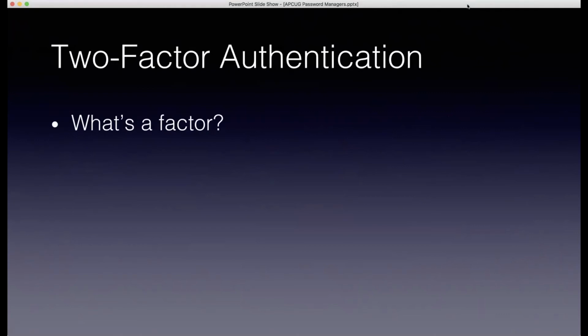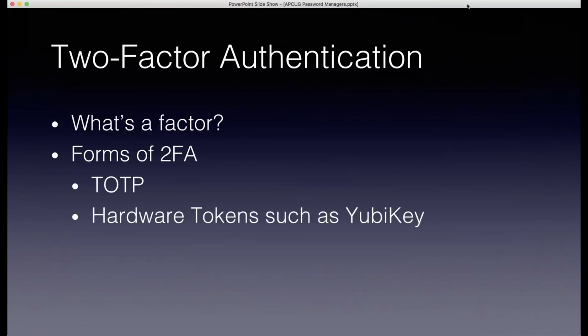So even if somebody did steal your password or guessed it, that's not all they would need to log into your account. One of the most common forms of two-factor authentication is TOTP. That stands for time-based one-time password. That's when you use either an app or a physical device to generate a 6-digit code that changes every 30 seconds. This is a very, very common form of two-factor authentication.